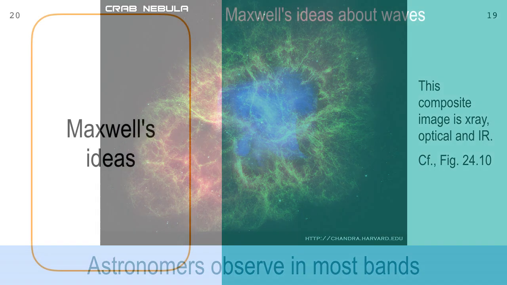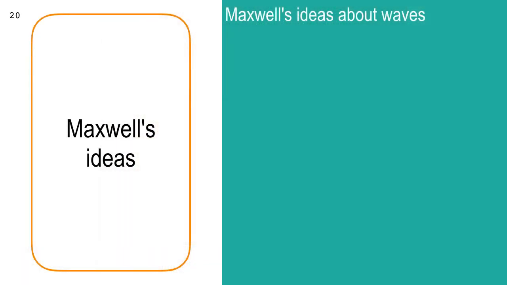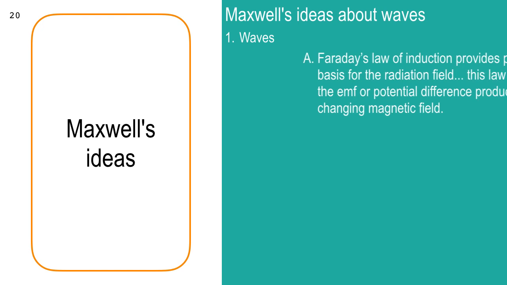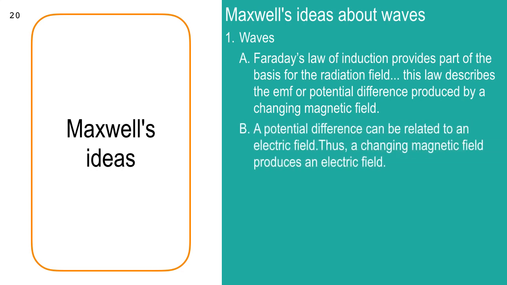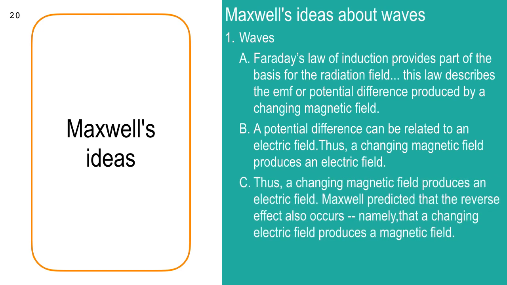Now, let's look at some of Maxwell's ideas before we dismiss. Okay, waves. Faraday's law of induction provides part of the basis for the radiation field. This law describes the EMF, or potential difference, produced by a changing magnetic field. All right. Potential difference can be related to an electric field. Thus, a changing magnetic field produces an electric field, and vice versa. Now, this is what we talked about at the beginning of class. Maxwell predicted that the reverse effect also occurs, namely that a changing electric field produces a magnetic field.